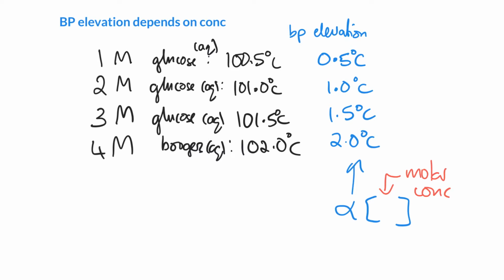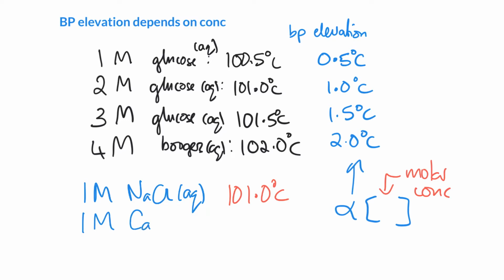Okay, are you ready for something neat? We have some puzzles. This took people a long time to figure out, and let's see if you are smarter than scientists from 100 years ago. Take 1 molar sodium chloride, and you might expect the boiling point would be the same as 1 molar glucose. But it turns out it actually is the same as 2 molar glucose. It boils at 101 degrees C. Huh, that's weird. Okay, well, what about 1 molar calcium chloride, CaCl2?